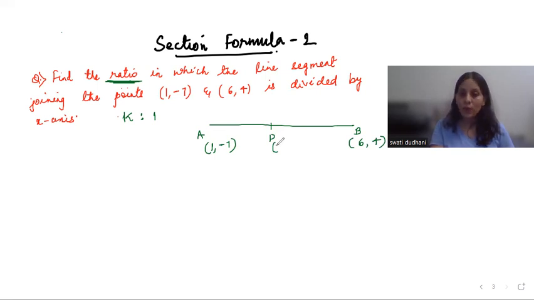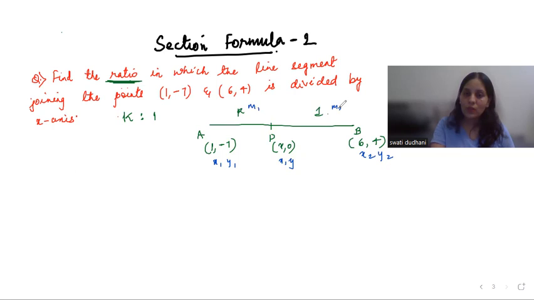And what is the point on the x-axis? It is x comma 0. And the ratio we have is k is to 1. Now we can write this as x1, y1, x2, y2. This is x comma y, and these are the ratios m1, m2. If we have the figure in front of our eyes and write all the labels, we will never commit a mistake in substituting the formula.